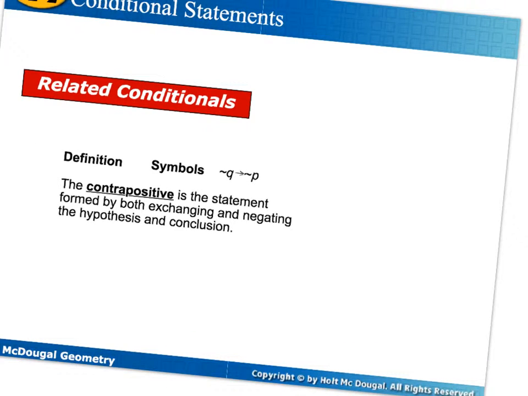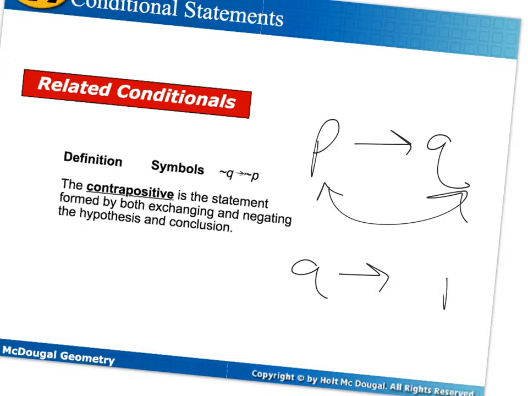Contrapositive is the statement formed by exchanging them, where you switch them. Notice how our original was saying P to Q. And a contrapositive means I've swapped them out for each other, switched them, so I'm saying Q to P. But I'm also inverting them, taking the negative of them. So that's the contrapositive.